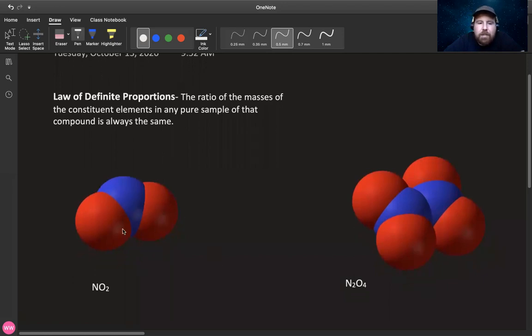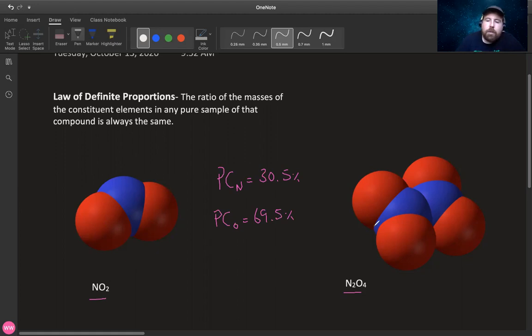Now, there are some small issues that come up with this law, and that's compounds that contain elements in the same ratio. Let's look at NO2 and N2O4. For both of these compounds, the percent composition of nitrogen is roughly 30.5%, and the percent composition for oxygen would be 100 minus that, so that would be 69.5%. So you cannot use the percent compositions of the elements to identify a difference between NO2 and N2O4, both of these compounds, which do absolutely exist.